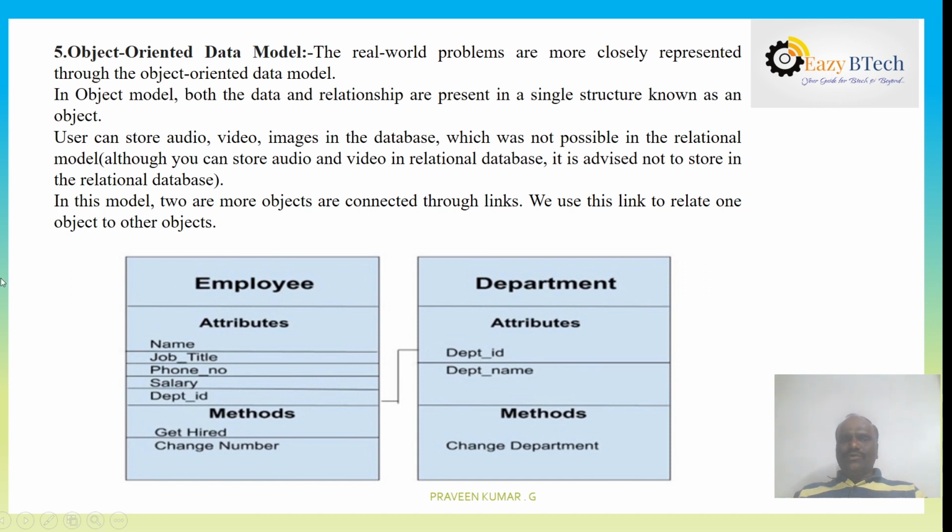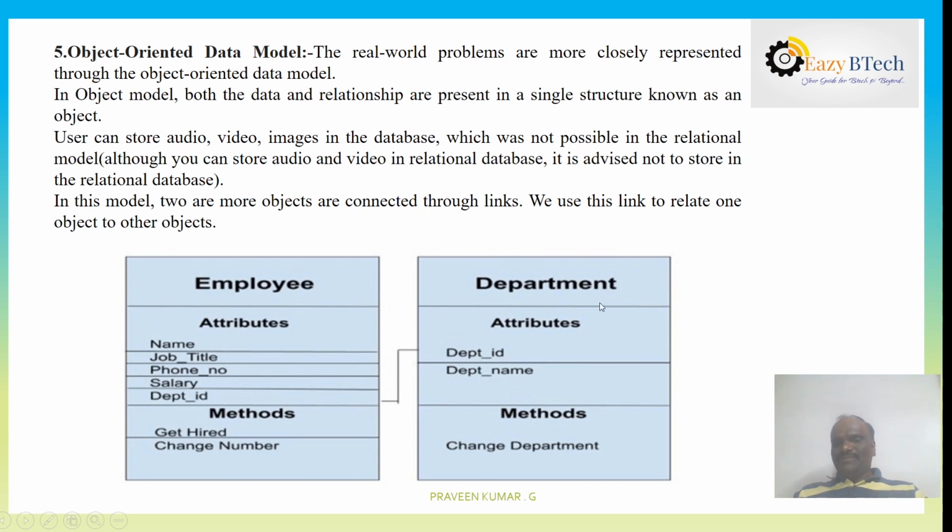This is the object oriented data model. A real world problem is more closely represented through an object oriented data model. Here in this example we have employee and department. Employee is one object and department is another object. Employee has attributes: name, job title, phone number, salary, and department ID. Its methods are get hire date and change phone number.